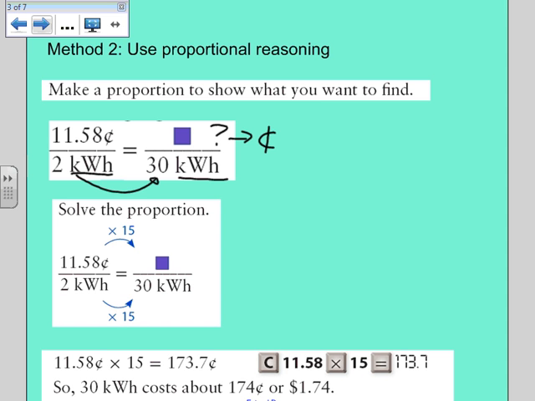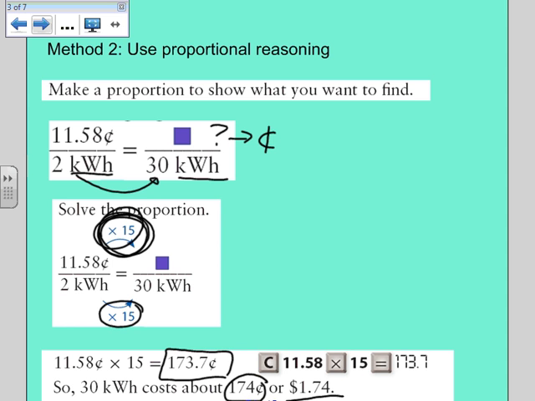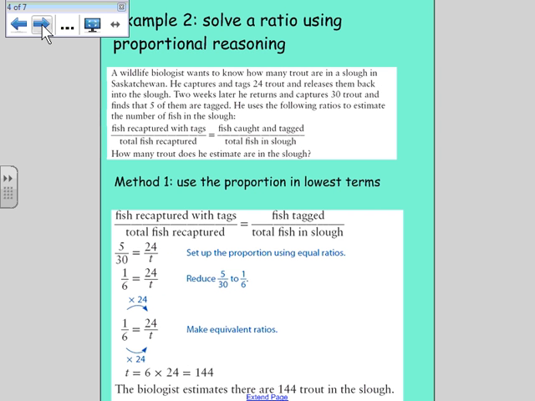So we just know that 2 into 30 equals 15. So we times 2 by 15 to get 30. Whatever we do to the bottom, we have to do to the top. So 11.58 times 15 equals 173.7 cents, which is about 174 cents, or $1.74. So there are two ways to do this. Both work, and sometimes one is easier than the other.